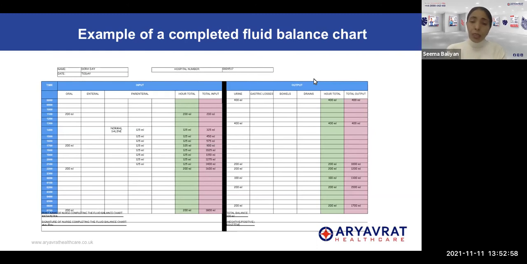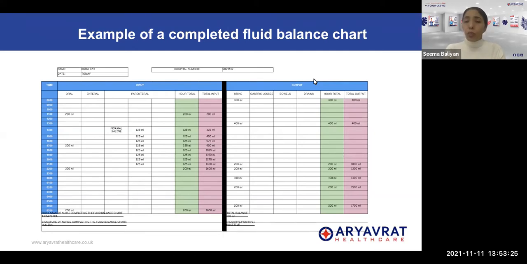And in the end, if you notice the green column and the pink column, the green column is the place where you are going to be adding the total hourly input. Now, the total hourly input is the one where you are going to be adding your oral, enteral, and parenteral for that particular hour, and you are going to be writing into that section. And then the pink section is the one where you have to write the total input.